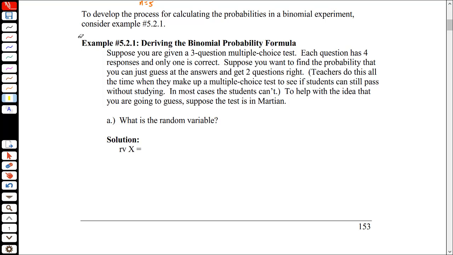To help with the idea that we are completely guessing, not an educated guess, but an actual guess, let's suppose that the test is written in Martian. I don't know what language Martian is, but we're just assuming that that's it. So it's a complete guess.